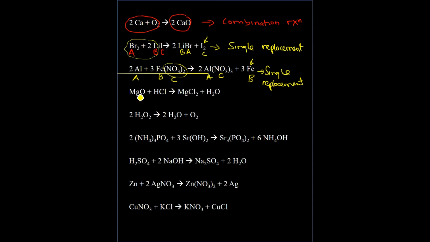Reaction. Here, magnesium will be our A, oxygen will be our B, hydrogen will be our C, chlorine will be our D. You end up with A and D combined, and you end up with C and B combined. Obviously, there's an exchange of husband and wife, both sides. So this is called double replacement. Complete exchange.